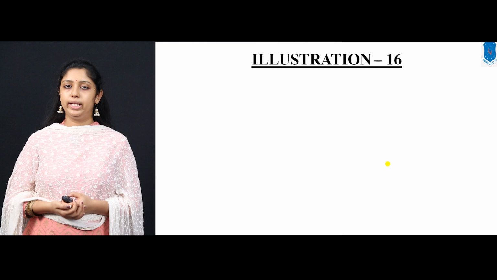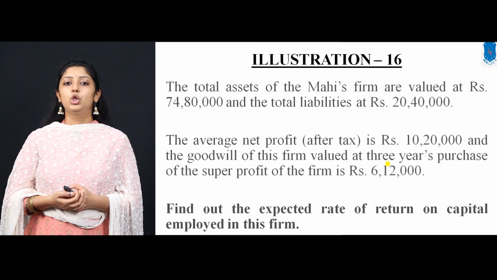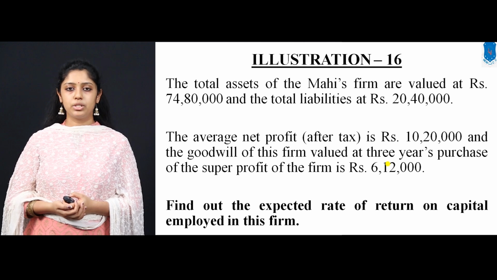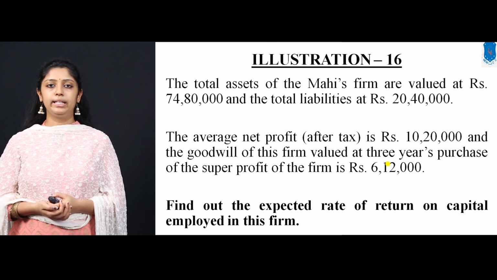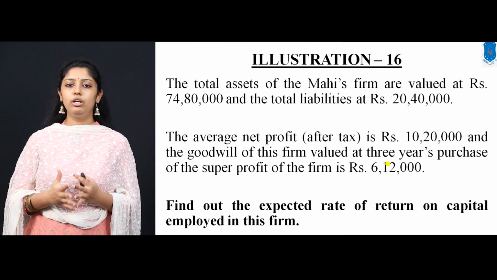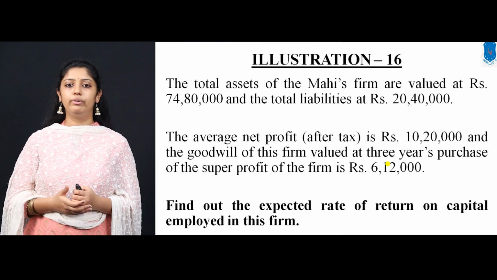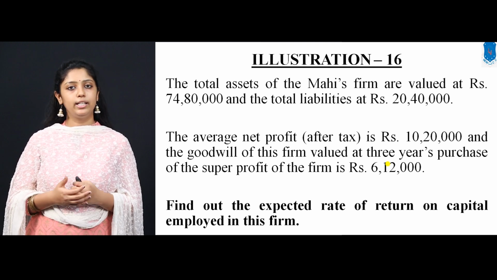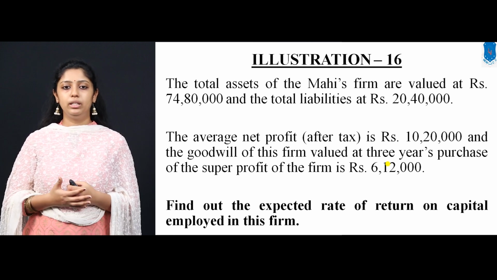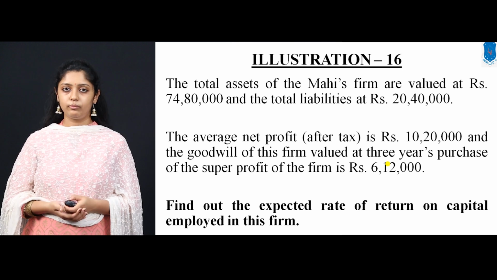Let us solve one more example. Total assets of the Mahis firm are valued at rupees 74,80,000 and total liabilities at rupees 20,40,000. The average net profit, that is after tax, is rupees 10 lakh 20,000 and goodwill of the firm valued at 3 years purchase of super profit of the firm is rupees 6 lakh 12,000. Find out expected rate of return on capital employed in this firm.